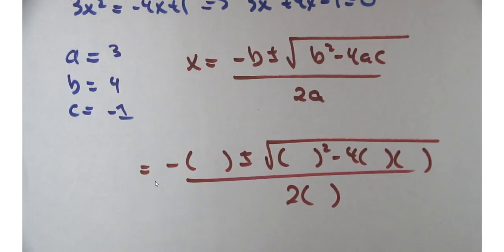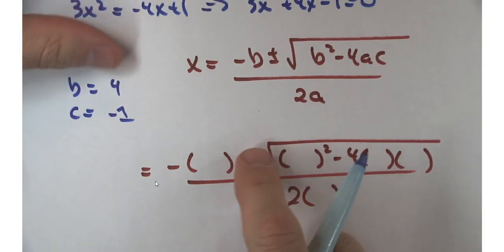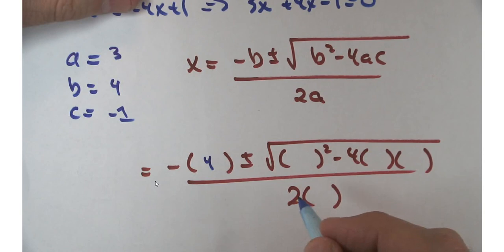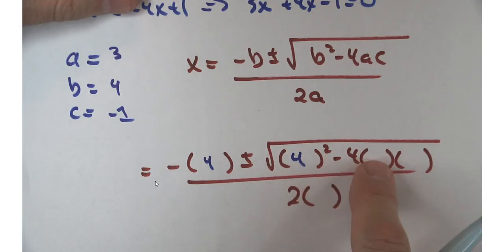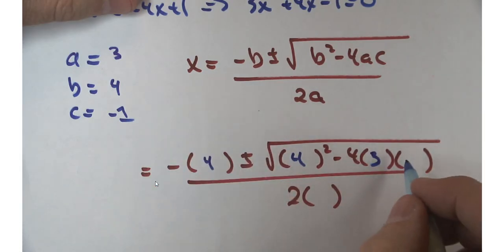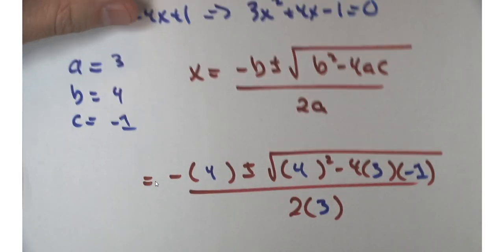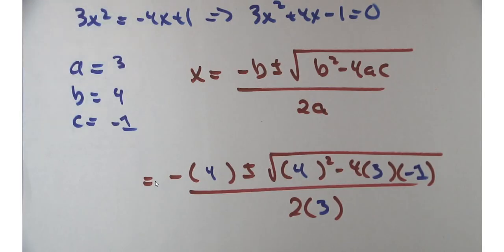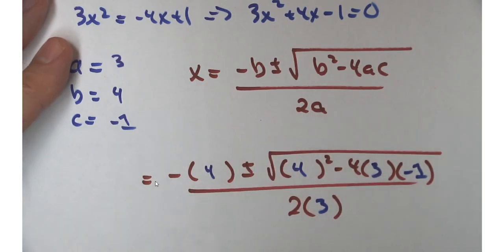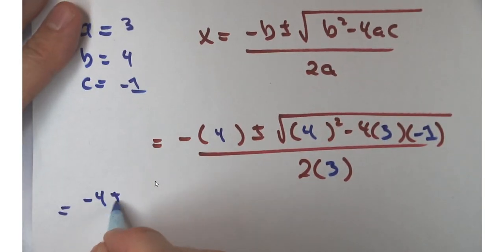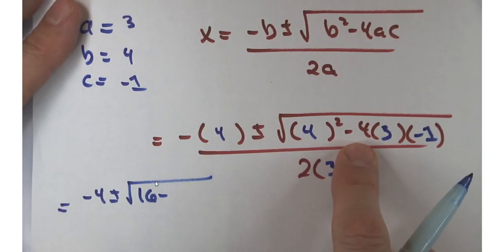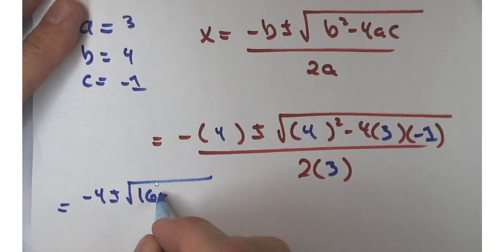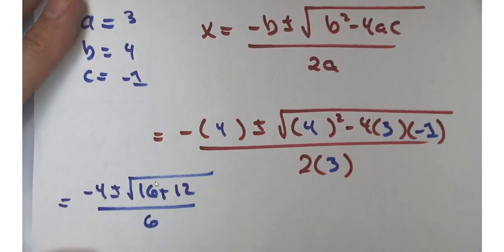So let's see how that's going to look. b is 4. So negative 4 plus or minus the square root of 4 squared minus 4 times a, which is 3, times c, which is negative 1, over 2 times 3. All I'm doing is filling in some blanks. Let's see if this will simplify. Negative 4 plus or minus the square root of 16. What happens here? Minus 4 times 3 times minus 1, positive 12. Plus 12, divided by 6.